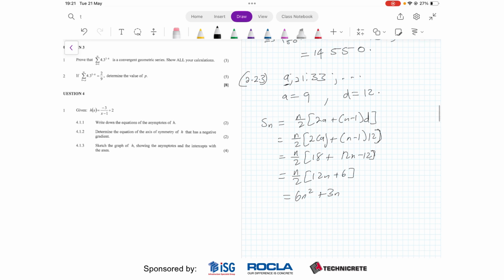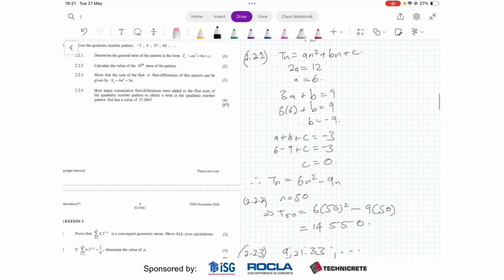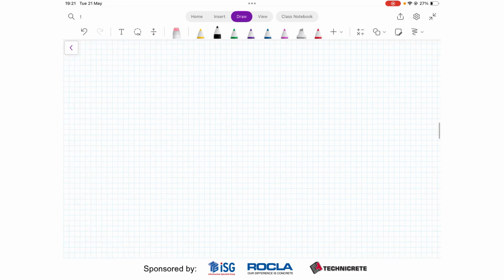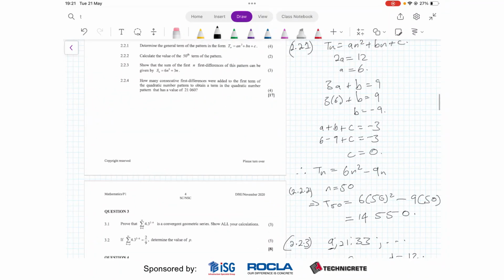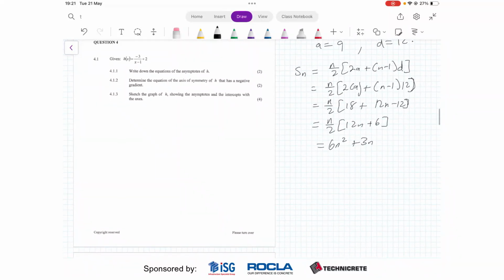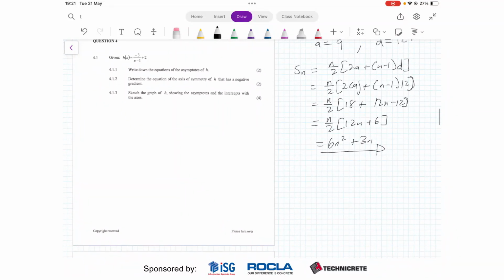Now we were asked to find it in the form that is given, 6n squared plus 3n, and there is our 6n squared plus 3n.